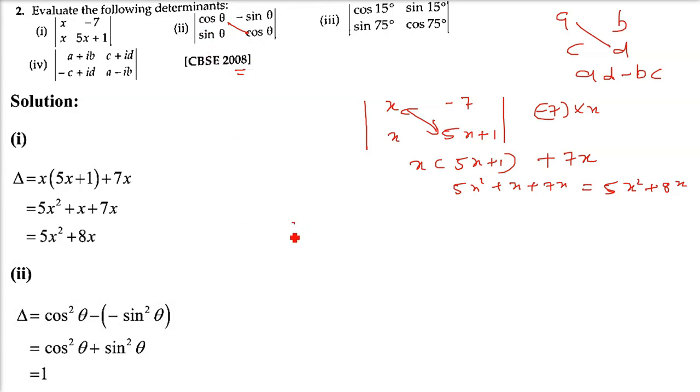Cos theta and cos theta is cos square theta. Then we have negative minus sin theta and sin theta, which is minus sin square theta. So minus will become plus. So plus sin square theta. You know sin square theta plus cos square theta is 1. That is equal to 1.